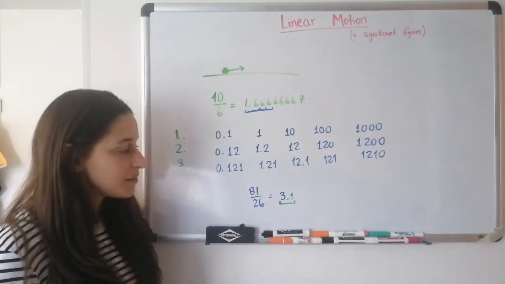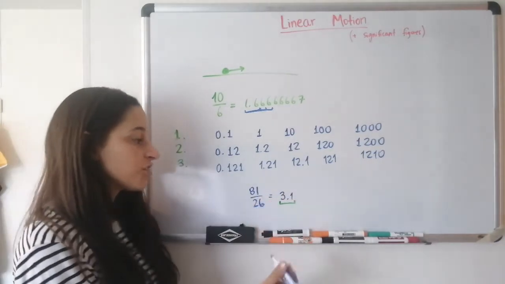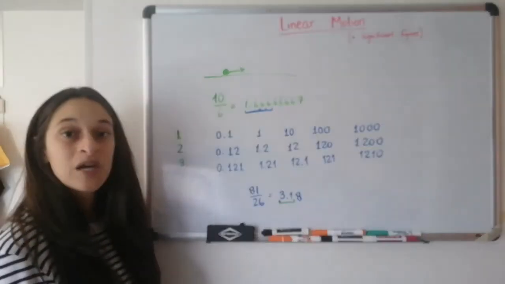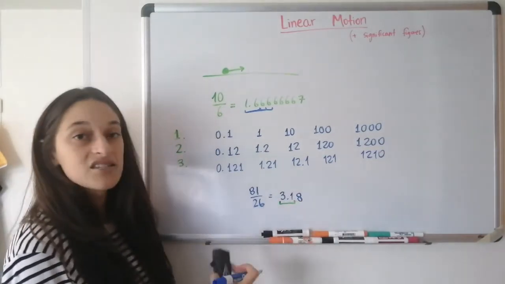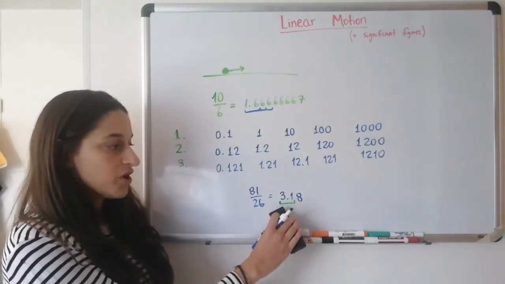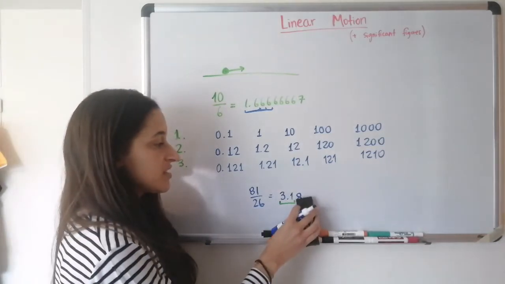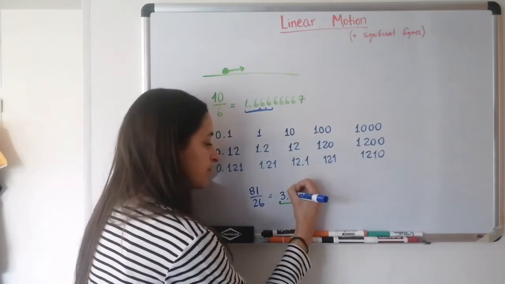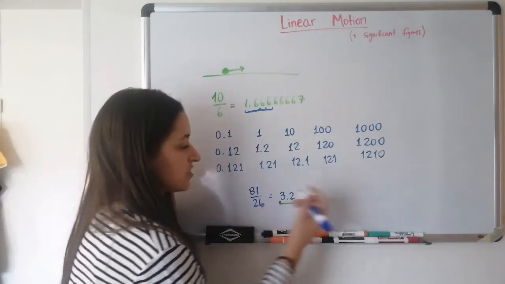Yeah? Sometimes it happens that the number after is, for example, an 8. What if this had been the answer? Well, then you always need to round. 3.18 is not closer to 3.1 than to 3.2. It's closer to 3.2. So you would take this 8 and make the 1 become a 2. And you would give the answer as 3.2. Let's do this other example.